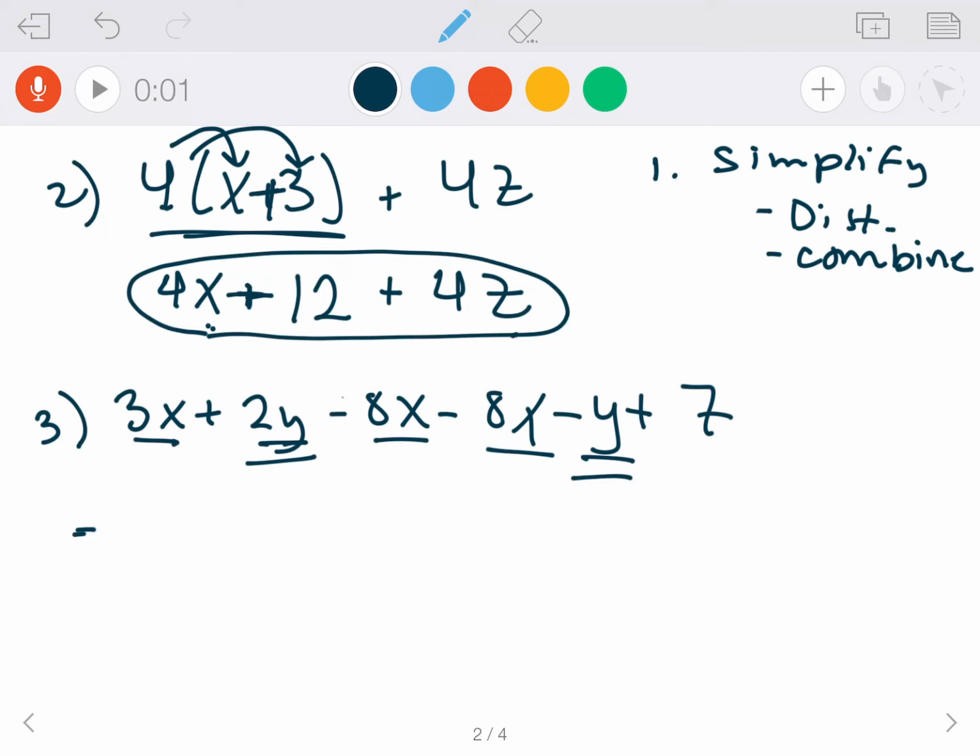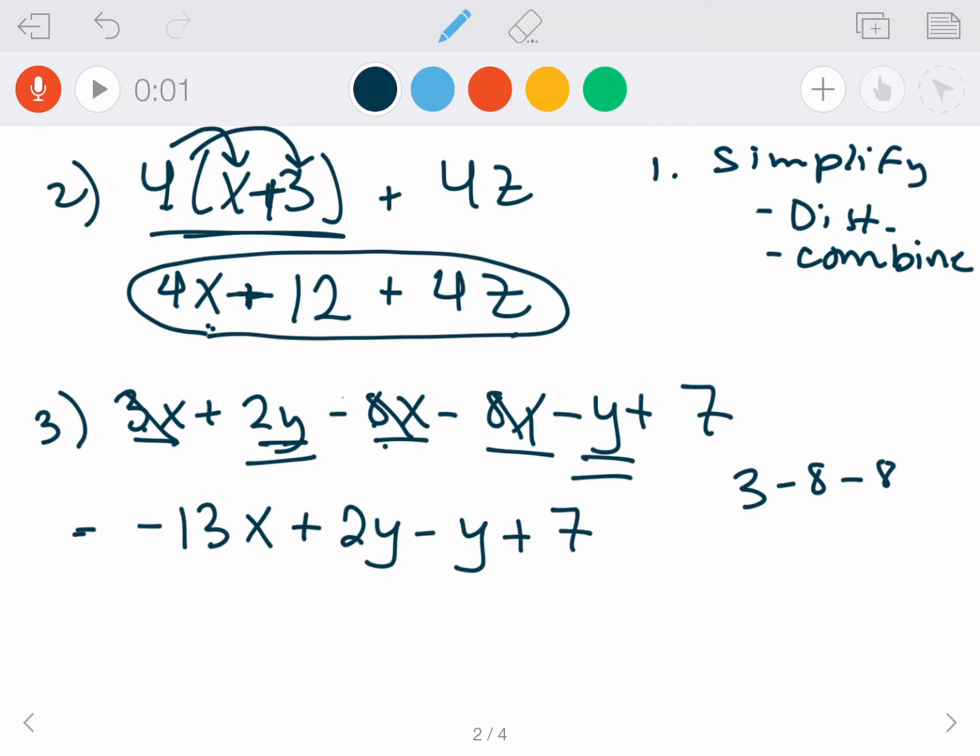So we know that we have 3 minus 8 minus 8. Because remember, when we combine like terms, we just take that coefficient or the number in front and we operate. So we have 3 minus 8 minus 8 from these three. So that gives us 3 minus 8 is negative 5. Minus another 8 is negative 13. So we have negative 13x. So those three are taken care of. Let's just go ahead and write the other one and do it each step at a time.